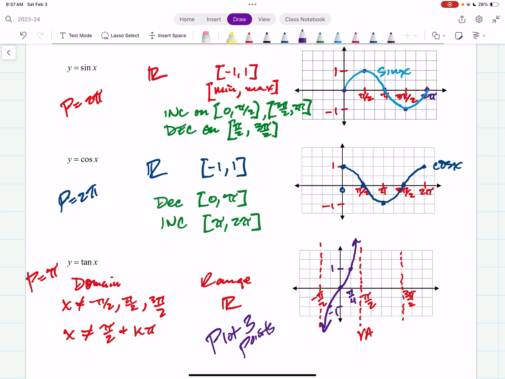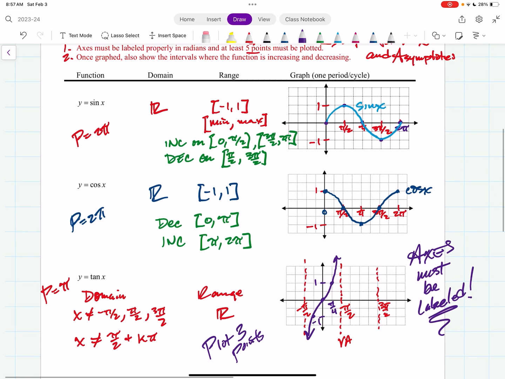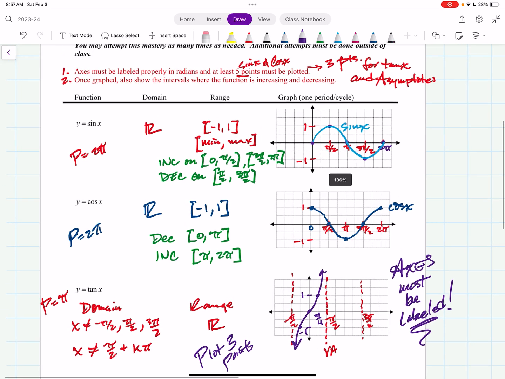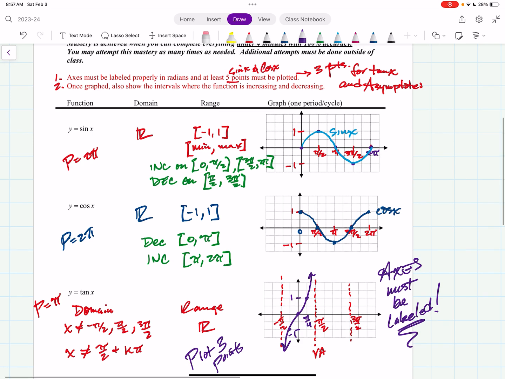So labeling is important. The axes must be labeled for you guys to get a perfect score. Okay, very important. All instructors will expect that. All right, and I know it took more than 4 minutes here because I'm explaining things. Okay, I don't go at my speed. I'm going at explaining speed.